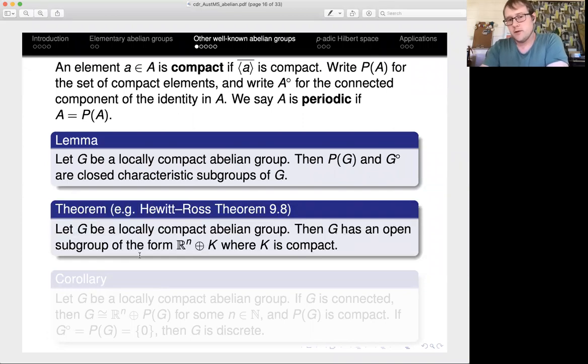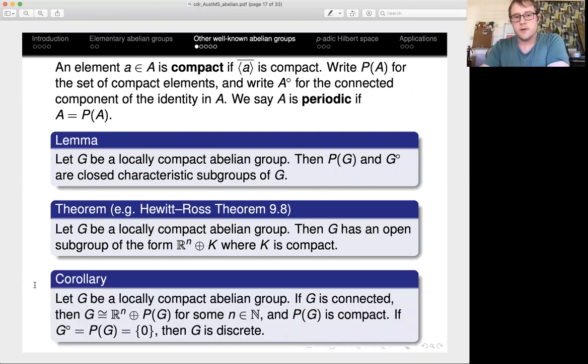And a standard result about the local structure of locally compact abelian groups is that you have an open subgroup of the form R to the n plus K, where K is compact. Okay, so what does this mean? Well, if G is connected, then this has to be the whole thing because connected groups don't have proper open subgroups. So then we have R to the n plus P of G, and then P of G is compact in that case.